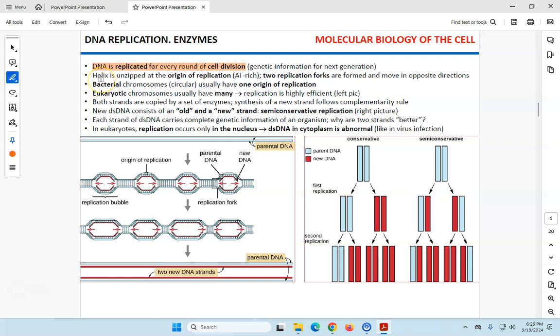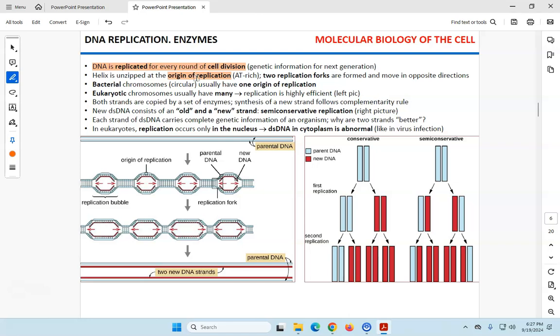Because we need to pass genetic information to the next generation of cells. Replication starts at the origin. I want to make a little remark here. One of the points of confusion that I identified over the years: which process starts where? You should be very clear on that in your study. I saw multiple times when there was a mistake.